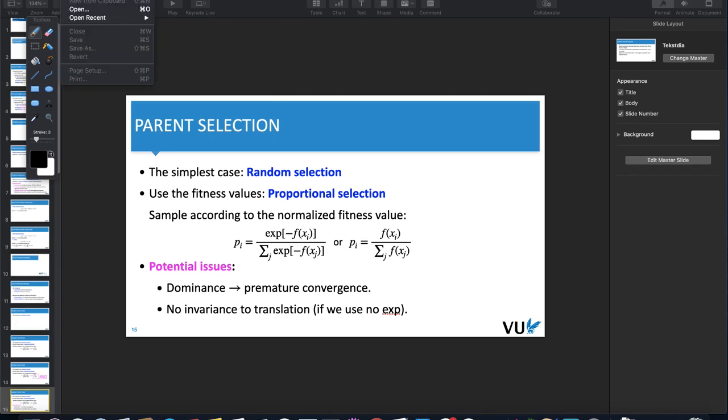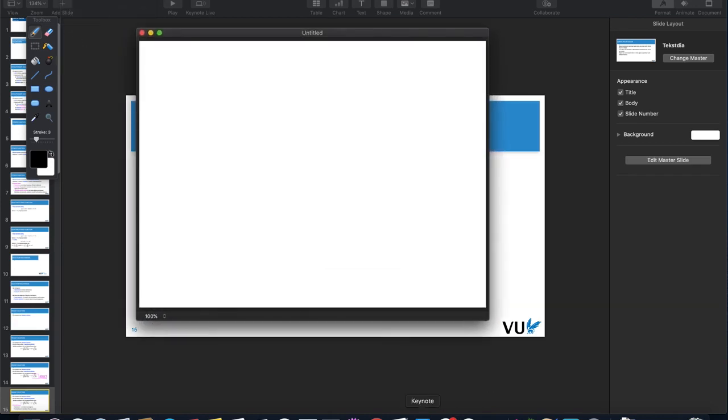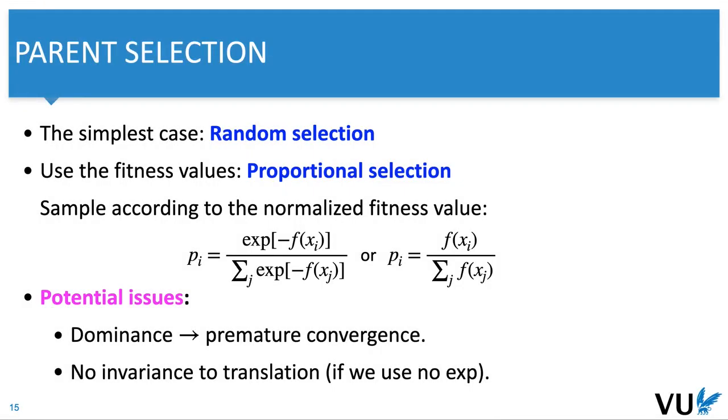And now maybe, just in case, we'll open it if we need to calculate something again. Now we can come back to the presentation. All right. So we see that with this proportional selection, the dominance issue is still there if we use the exponential function, but at least this is invariant to translation.